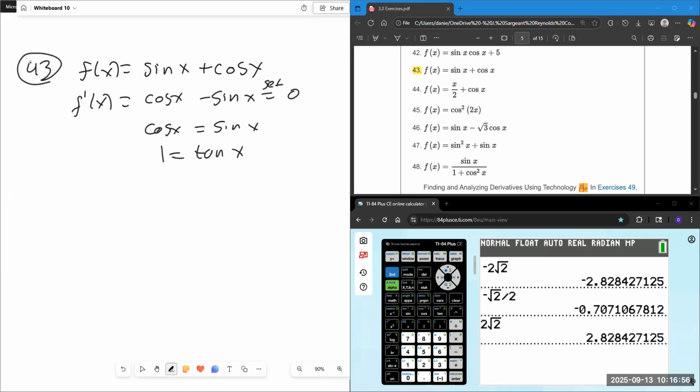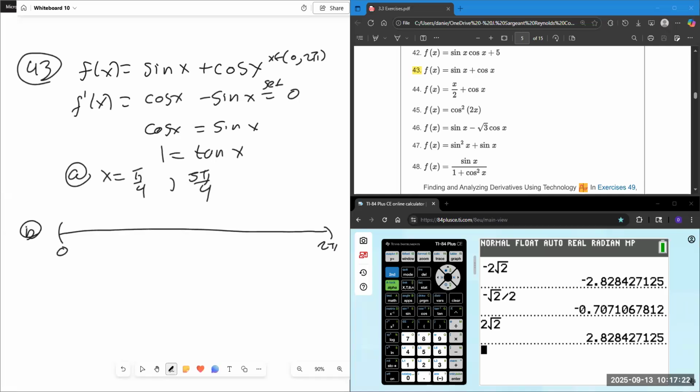So where is tangent 1? Tangent is 1 in quadrant 1 at pi over 4. And it's also 1 at 5 pi over 4 in quadrant 3. So there's our critical numbers when we are between 0 and 2 pi, which we were told for this problem. X is between 0 and 2 pi. So for part B, we have 0, we have 2 pi, we have pi over 4, and we have 5 pi over 4.